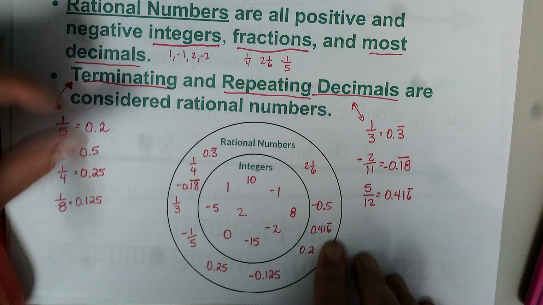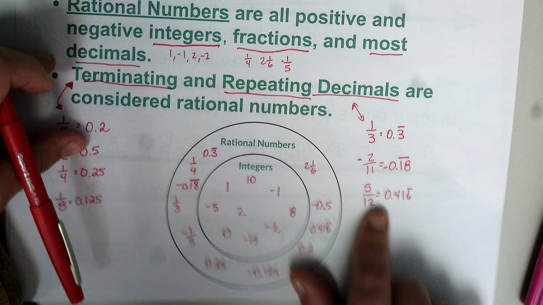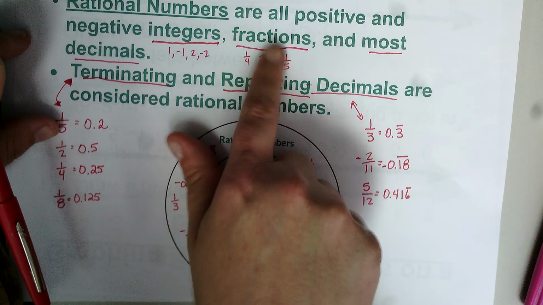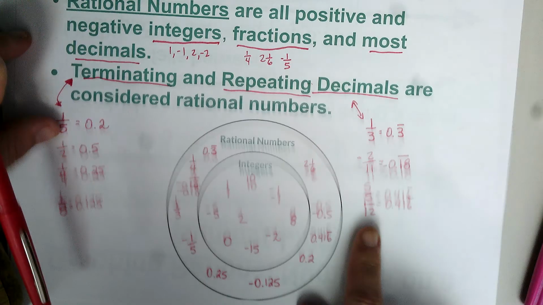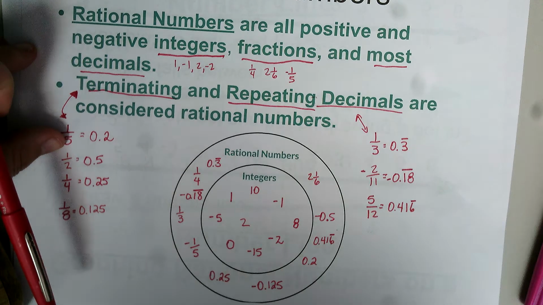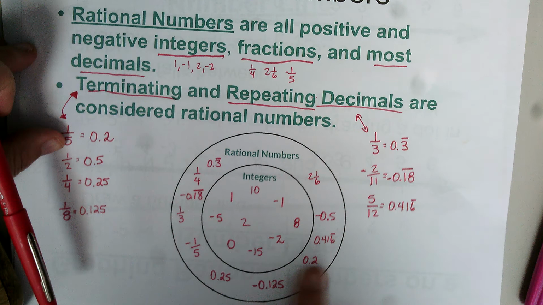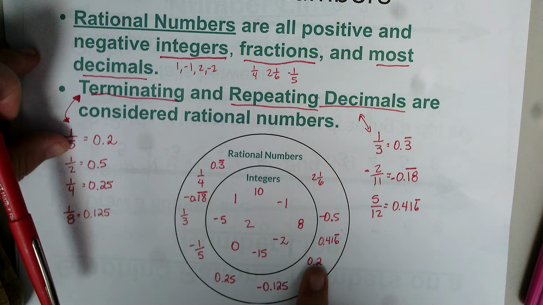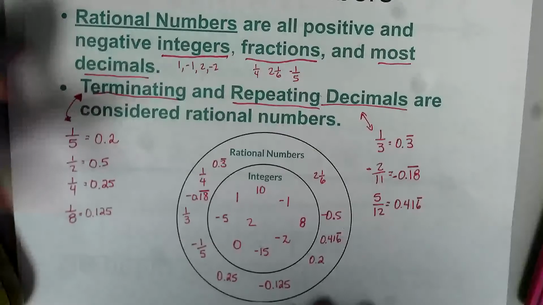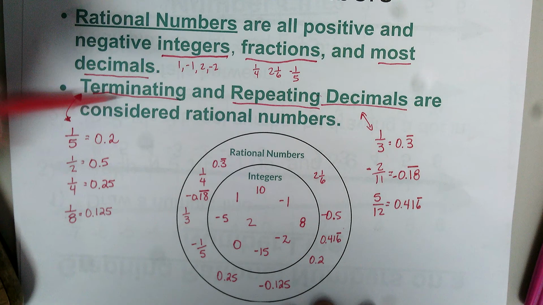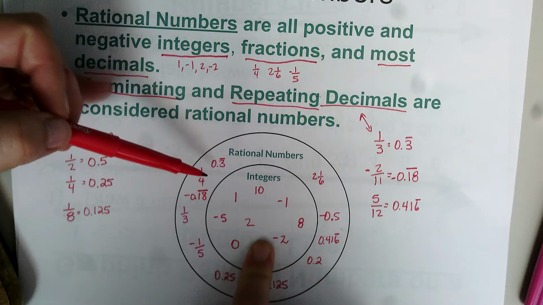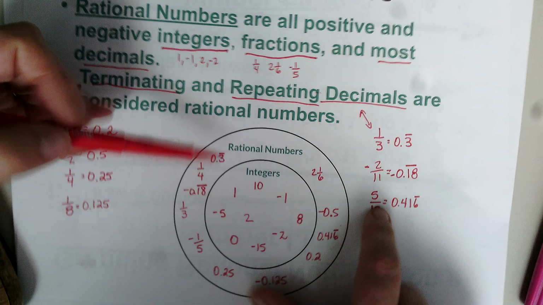Okay, now, because I know that these are all fractions, and all positive and negative fractions are also considered rational numbers. So any fraction that you can turn into a decimal that has a pattern is going to be a rational number, okay? Now let's look at this diagram. We've got this diagram here, and it shows that we have integers on the inside, and then we have the rational numbers on the outside.